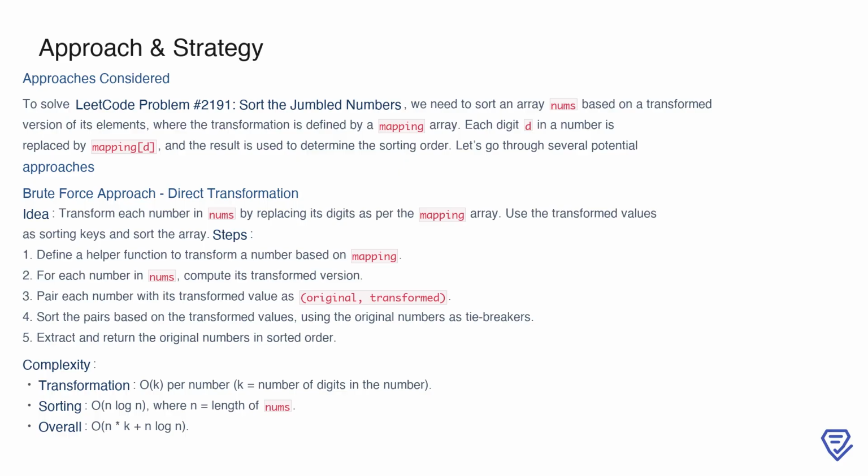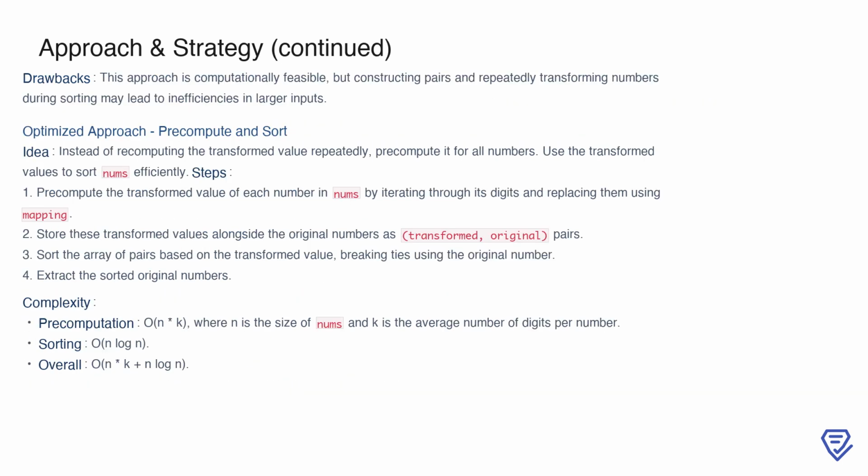This method involves transforming every number digit by digit, sorting the pairs, and then reconstructing the result. While the overall complexity of this method is acceptable for smaller inputs, it becomes less efficient for larger datasets due to the redundant calculations involved during sorting. The brute force approach, while straightforward, has some notable drawbacks. The main inefficiency lies in the fact that the transformation is computed repeatedly during the sorting process. This can lead to significant overhead, especially when the input size grows.